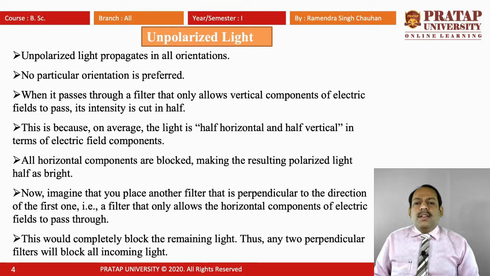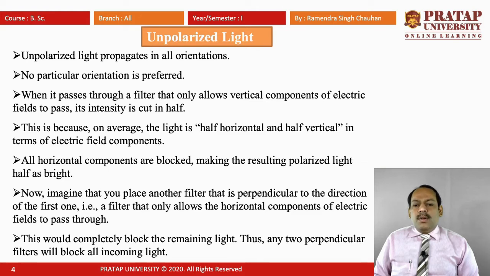considering that the light is symmetric, and if only two components exist, one parallel component and one perpendicular component, then these two components have equal intensity. So if only one component is allowed to pass, the intensity of one equal component, that is half of the intensity, is allowed to pass. That's why the intensity is cut in half. This is because on average the light is half horizontal and half vertical in terms of electric field component.